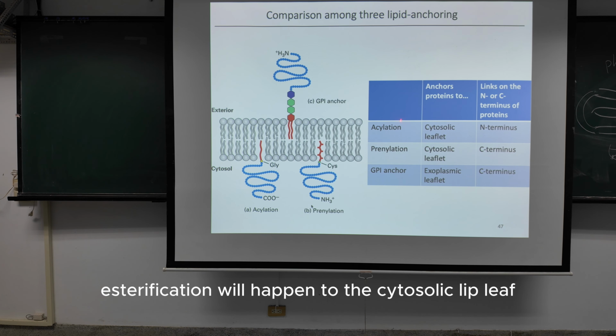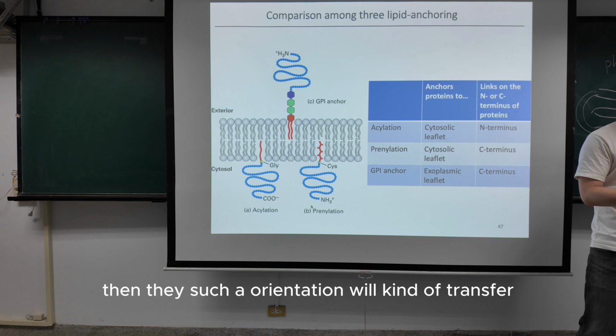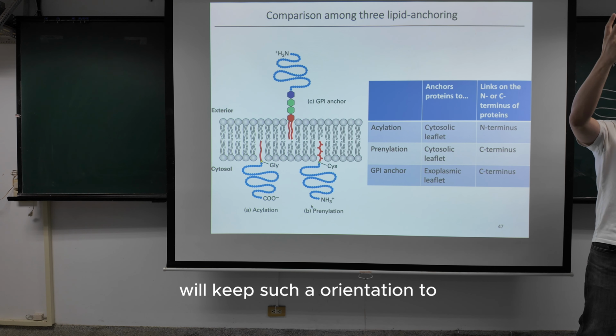Prenylation will happen to the cytosolic leaflet, and then conjugate to the C-terminal. It depends on the enzyme. If it happens here, it means the enzyme to do this job exists in the cytosol. If the enzyme conjugates to build up the GPI anchor, it means the enzyme could be either in the extracellular space or usually in the Golgi lumen. It's because they need to do the modification in the Golgi lumen. Then such an orientation will be kept toward the plasma membrane, and then it will become the extracellular space. Okay, so the enzyme to do the GPI anchor will exist in the Golgi lumen.